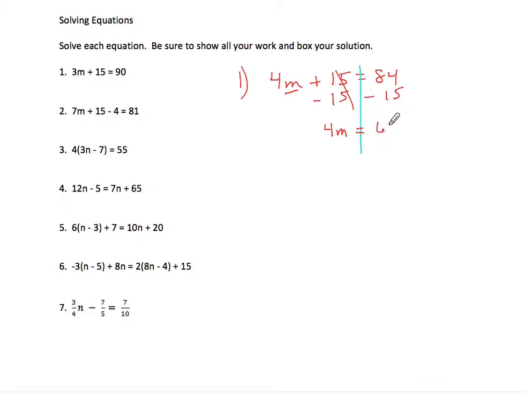So then I'm going to divide both sides by 4, and now think about it, 4 divided by 4 is 1, so I'm left with 1m equals, I'm just going to write this as 69 over 4. Some people might be inclined to divide this and turn it into a decimal. You don't have to. You can leave it like this, just as long as it's reduced all the way, and that is reduced all the way. So you're good. All right, let's look at another one.